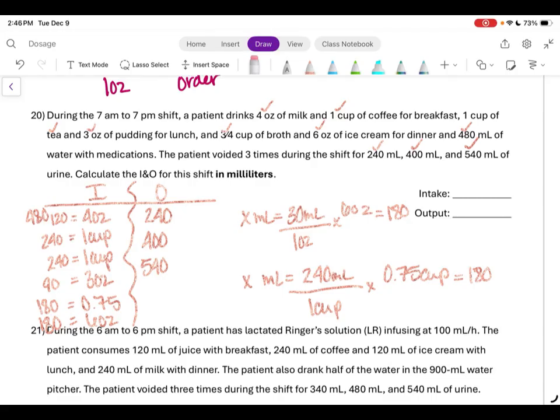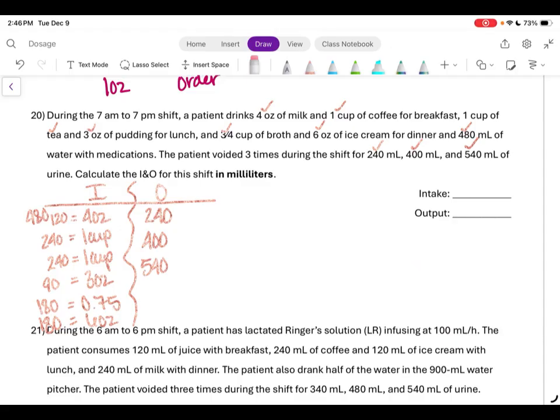Okay. So now to figure out my input, I have to add everything together, right? So this is the 480 of the water that they drink with their meds, right? 480 plus the 120, 240, 240, 90, 180, 180. So when you add all of that up together, it will be 1530. Okay. Output, add these 3 together, 1180. Okay.